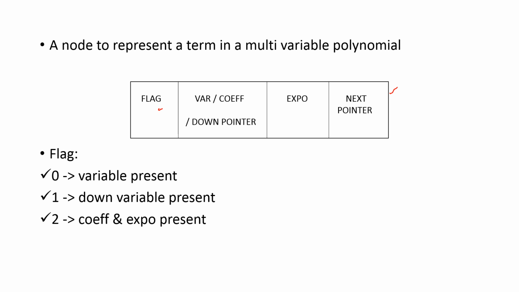So the first section is a flag, and the flag can be 0, 1 or 2. Flag is 0 when a variable is present. If this is a variable we are using, flag is 0. If a down pointer variable we are using, flag is 1. And if coefficient and exponent we are using, then it is 2.